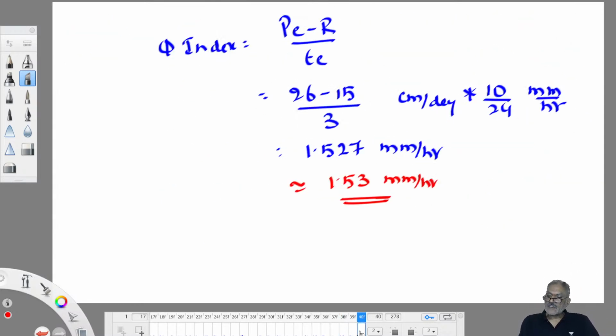So this is how you work out numericals related to double index and pi index. Okay? Hope now this concept is clear to you. Try one more question. This is an ESE question.